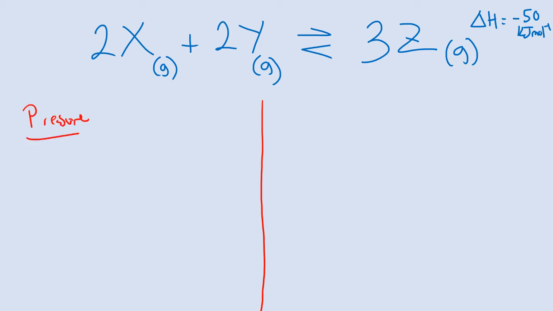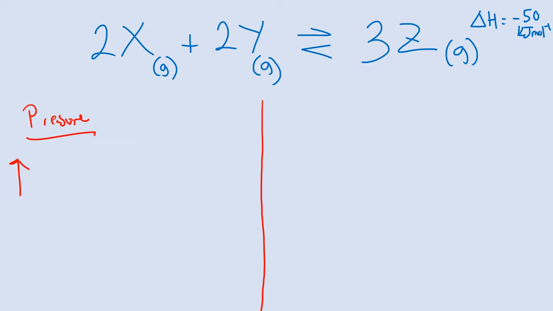So what happens if we change the pressure? If we increase the pressure, this is now revision of first year Le Chatelier. If you increase the pressure, it favours the side with the fewest moles of gas. So it shifts to the side with the fewest molecules of gas to oppose the change. Okay? So here, if we increase the pressure, equilibrium will shift to the right-hand side because there are fewer molecules of gas on the right, and equilibrium will shift to oppose the change.